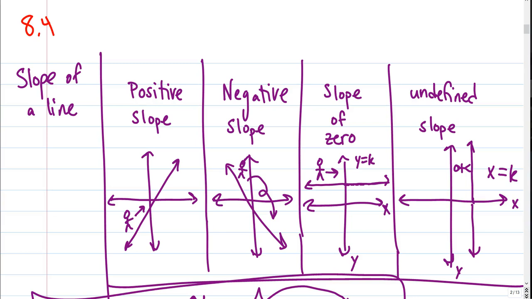So section 8.4 should just be a review assignment. I'm going to go through this kind of quickly, but feel free to pause it, go back and review anything you're struggling with. We need to understand the slope of a line.